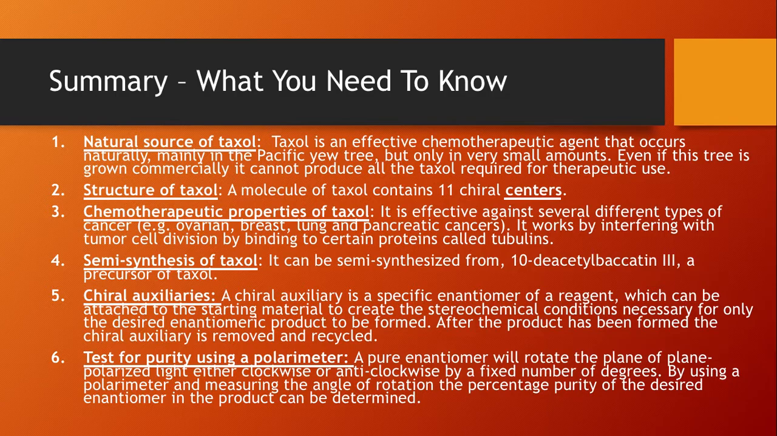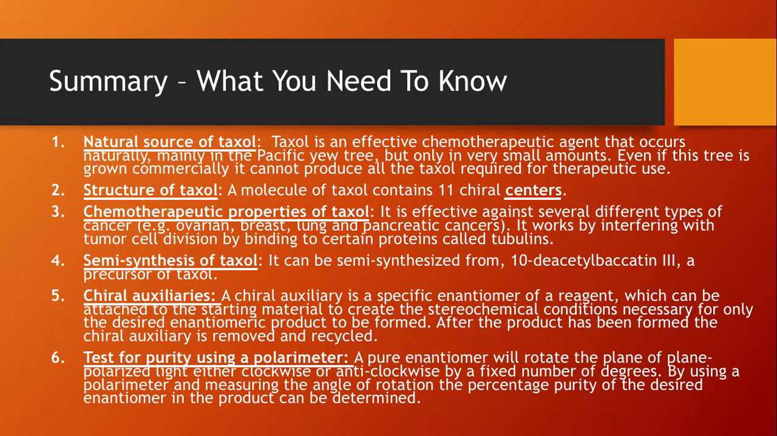So let's summarize what you need to know regarding Taxol. Okay, so you should know the natural source of Taxol. It occurs naturally, mainly in the Pacific yew tree, but only in very small amounts. Even if this tree is grown commercially, it cannot produce all the Taxol required for therapeutic use. The main thing with the structure of Taxol you should know is that it contains 11 chiral centers.